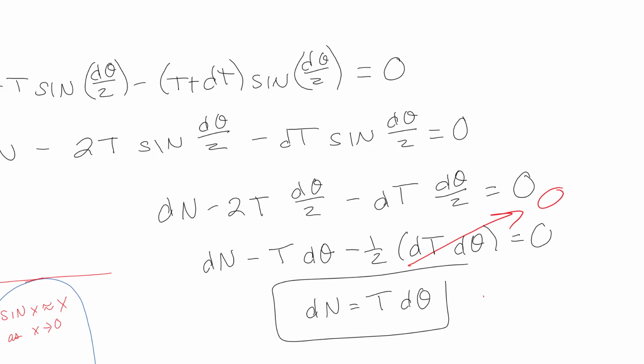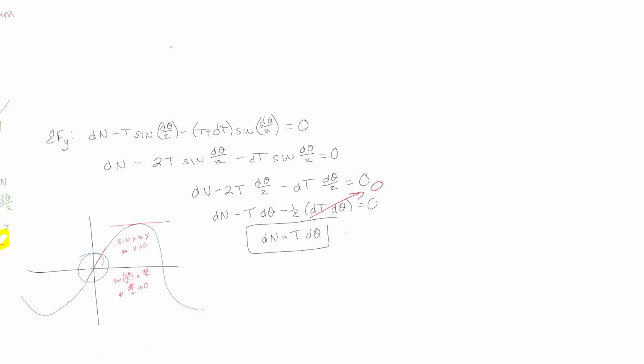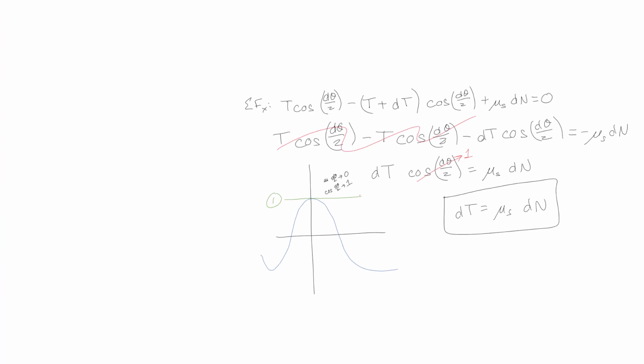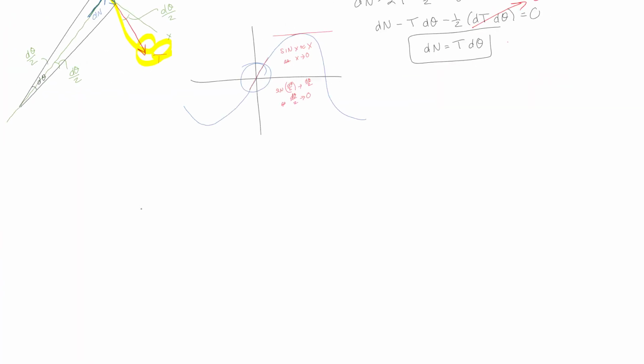So I'll have that dn is equal to t d theta. Okay, so that was fun. Now I'm going to take those two things, that and this other thing that I had over here, and put them together. So I had dn is equal to t d theta, and I had mu dn is equal to dt.